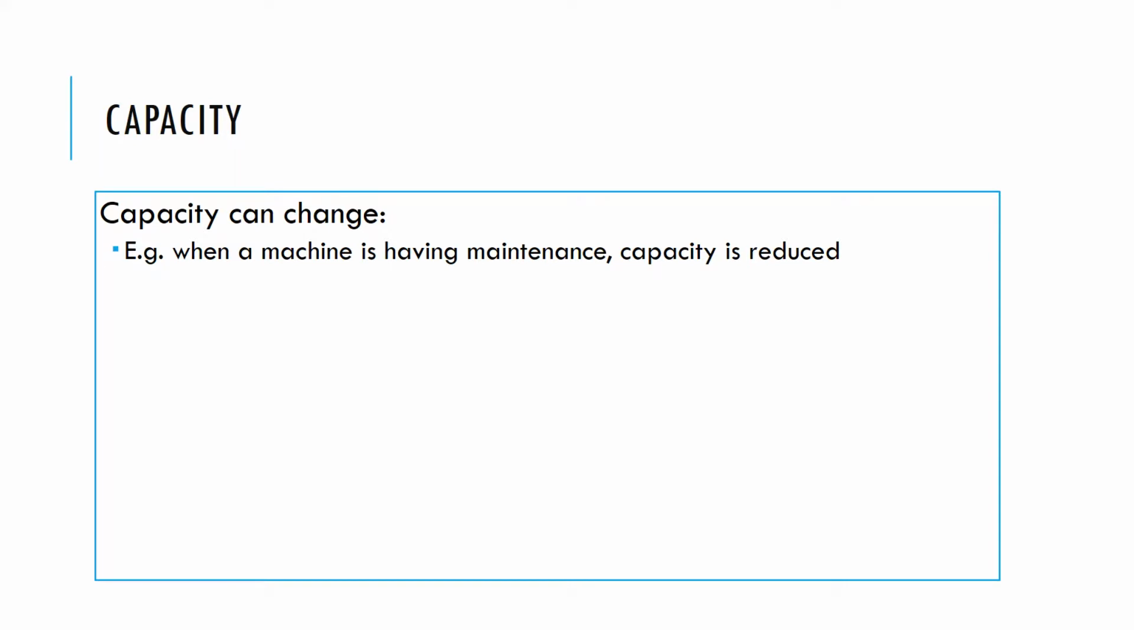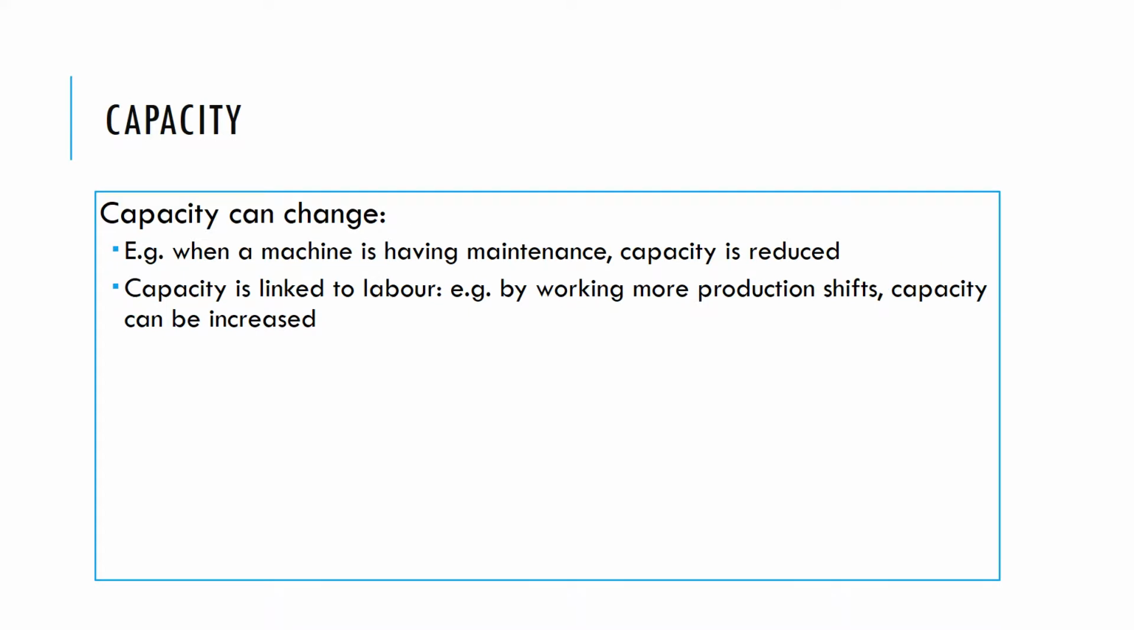Now, capacity is an important consideration for a business because it can change. So when a machine is having maintenance, if one of your aircraft is having maintenance, your overall capacity is reduced. It's also linked to labour. For example, of a restaurant, if they are working more shifts, then you could potentially serve more customers and increase capacity.